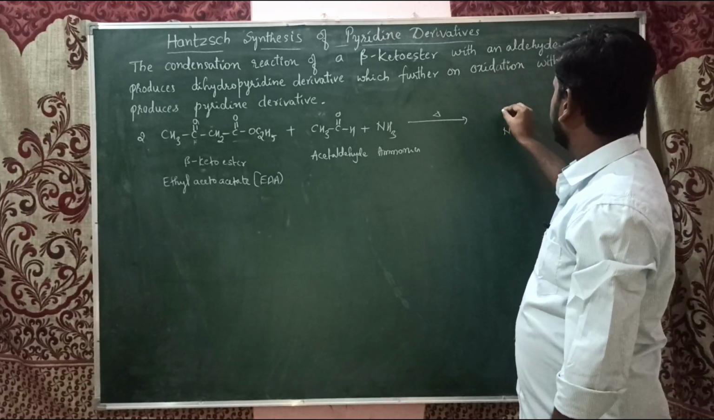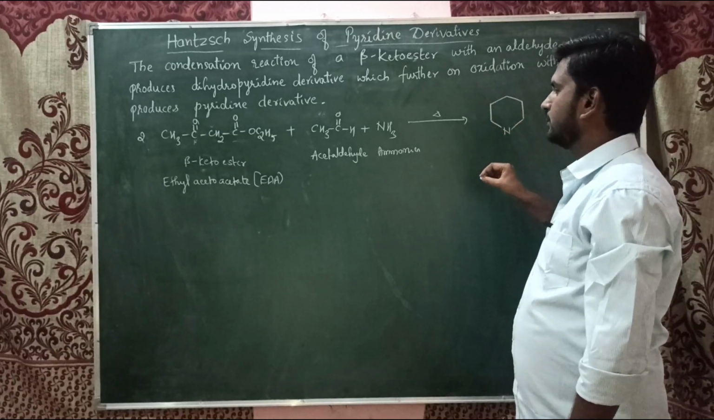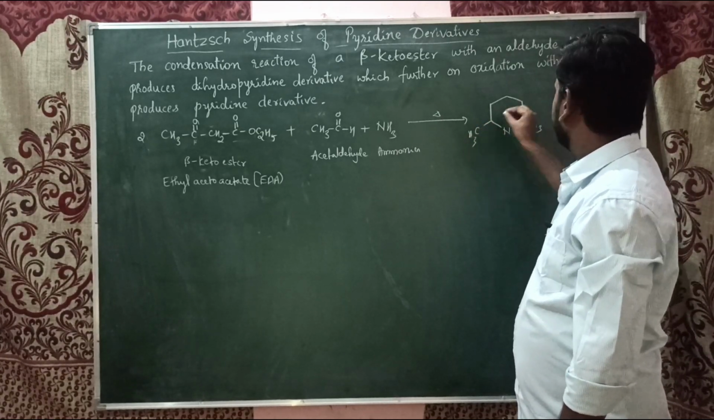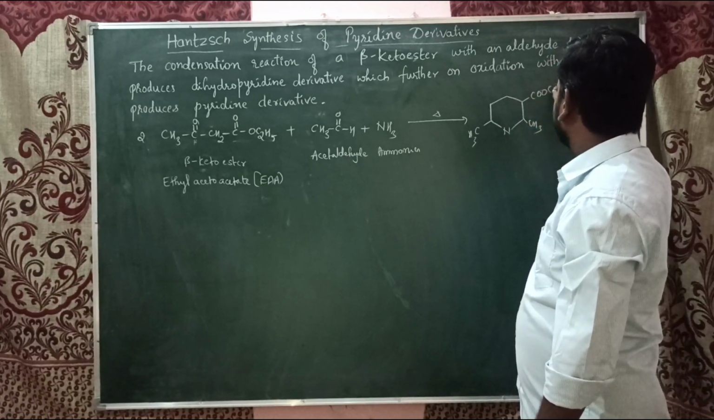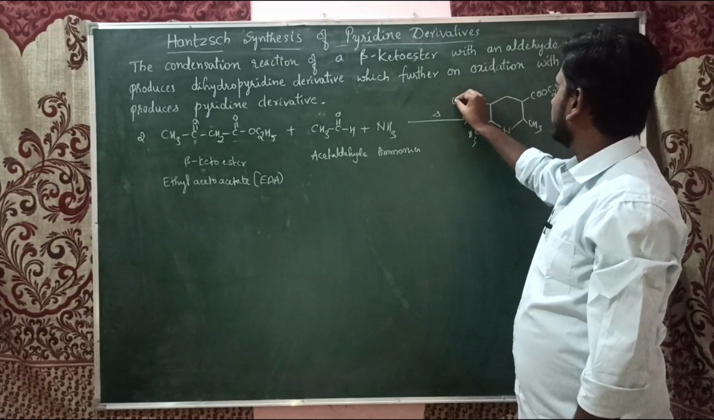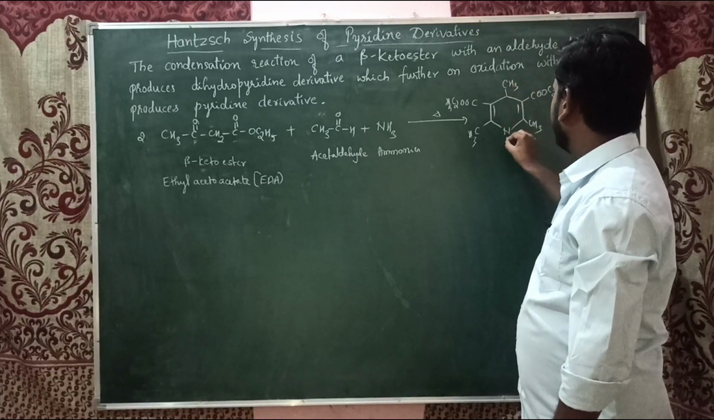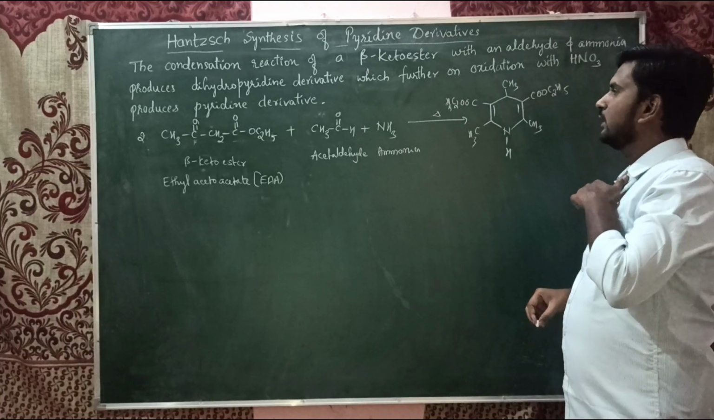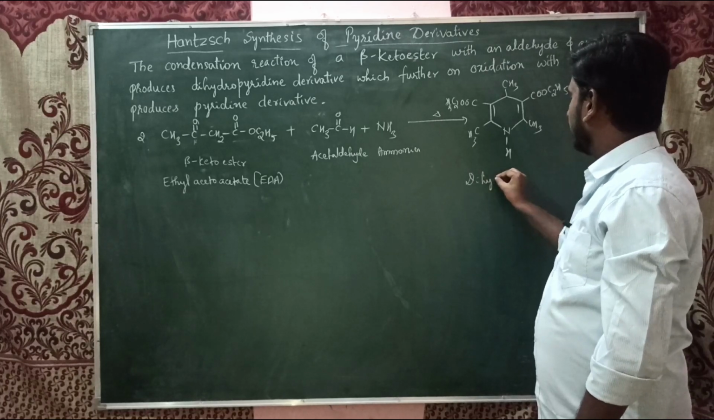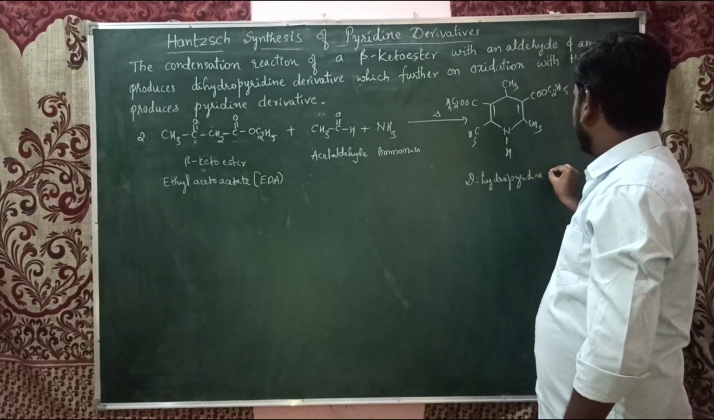So nitrogen, CH3, CH3, COOC2H5, an ester group. Here also COOC2H5, an ester group. Here also CH3 and a double bond, H. So this is a dihydropyridine derivative.